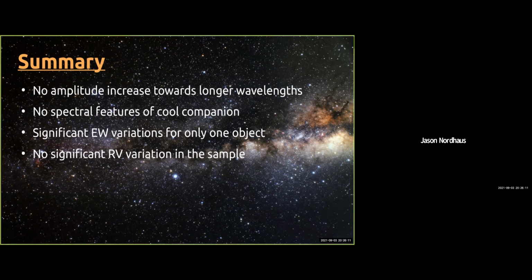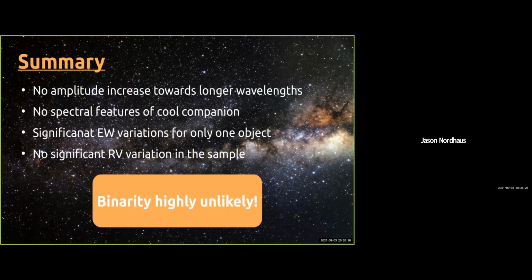And finally, our search for RV variation did not find a significant RV variation, which would definitely confirm binarity. Considering all of the results, we think that binarity is highly unlikely. Instead, we believe that the photometric variability is caused by weak magnetic fields.